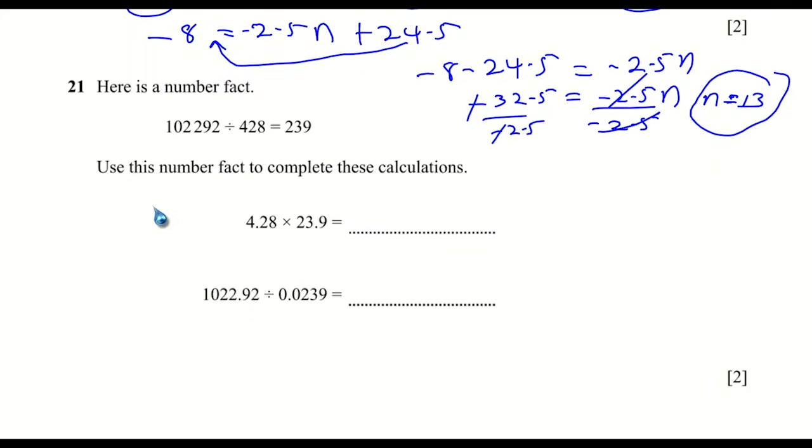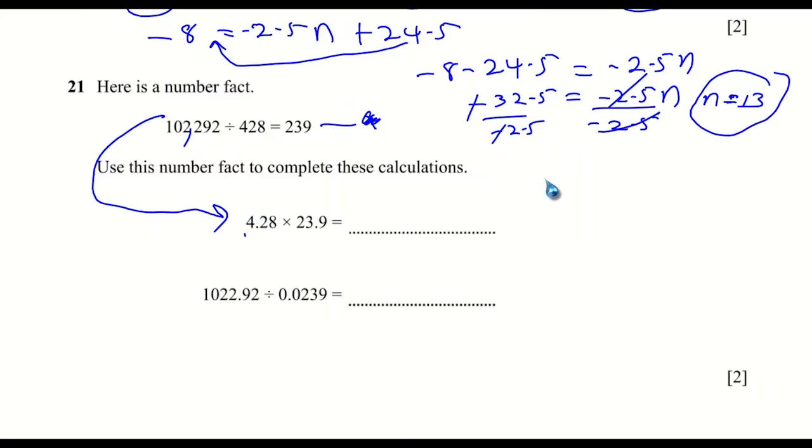Here is a number fact. You have 102,292 divided by 428 equals 239. So use this number fact to complete these calculations. Okay, so let's start with the first one. From the number fact, this is the number fact, right? So we need to write this one like this first.